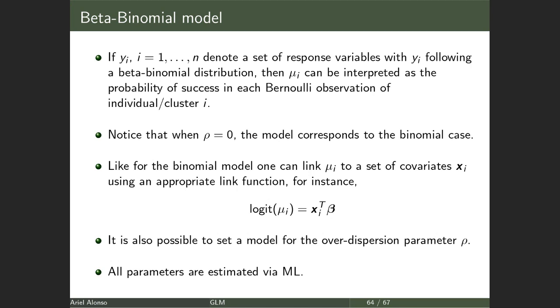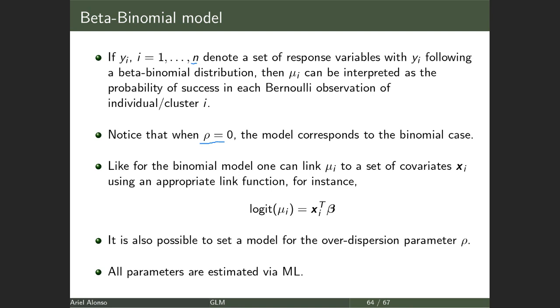Now the beta binomial model, how do you specify the model? Well, suppose that you have this yi, like in the rat example, you have n rats, n can be whatever, it doesn't need to be rats, and it denotes the response variables, and we are going to assume that this yi follows this beta binomial distribution, and you can interpret this mu i just as a probability of a success for each of these dependent Bernoulli observations in cluster i. When you consider that the intracluster correlation is 0, you will be back to the binomial distribution.